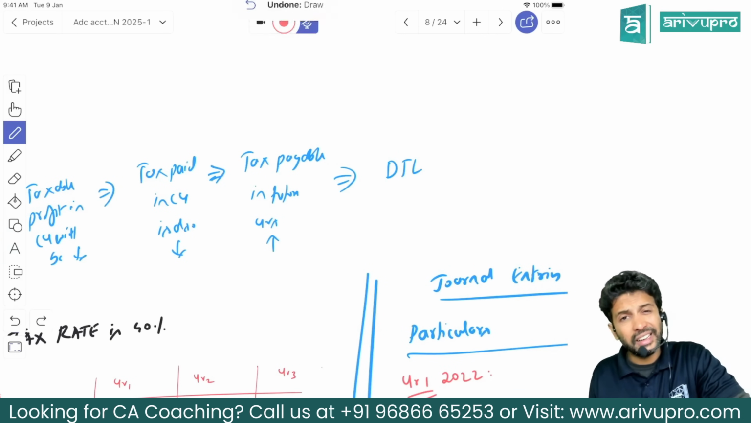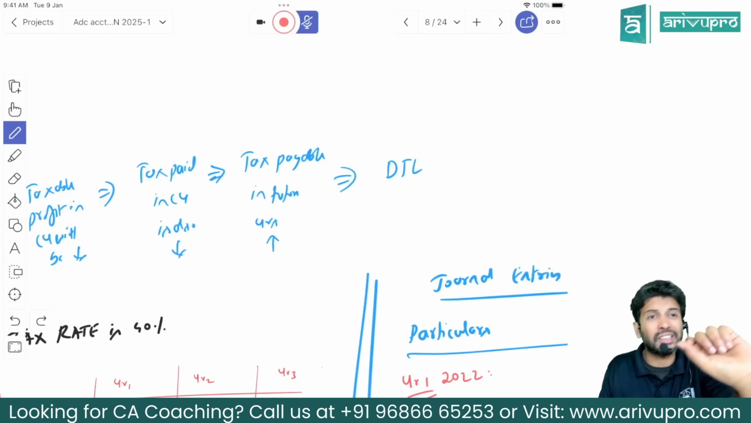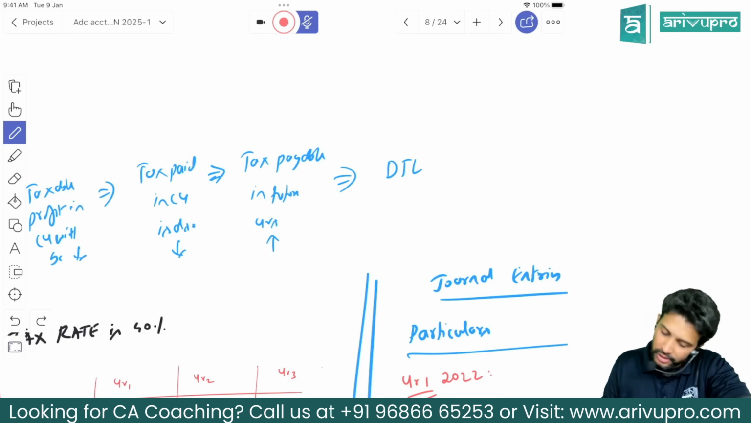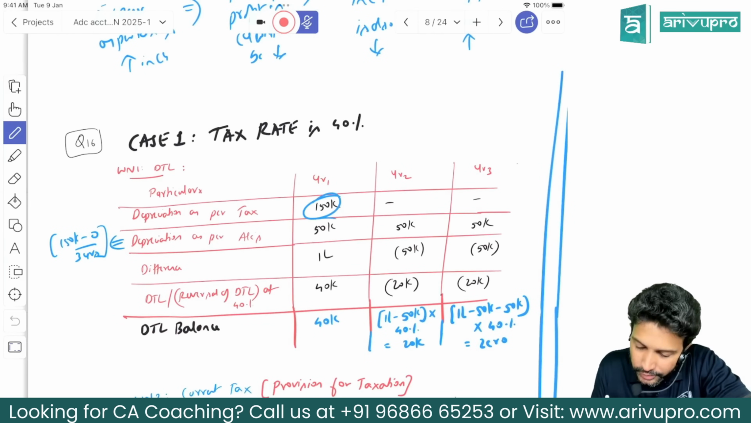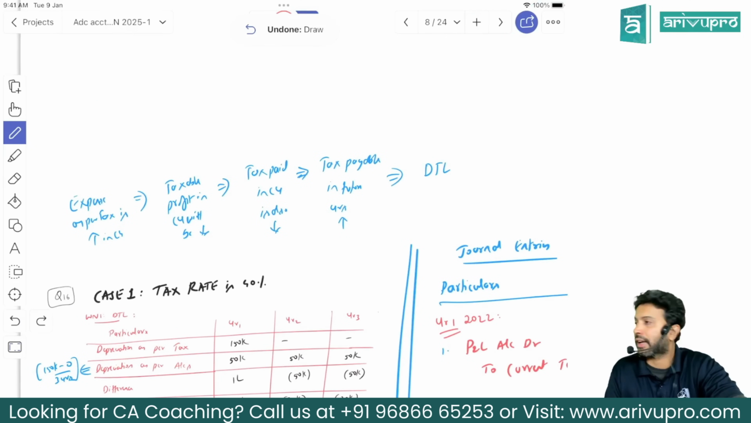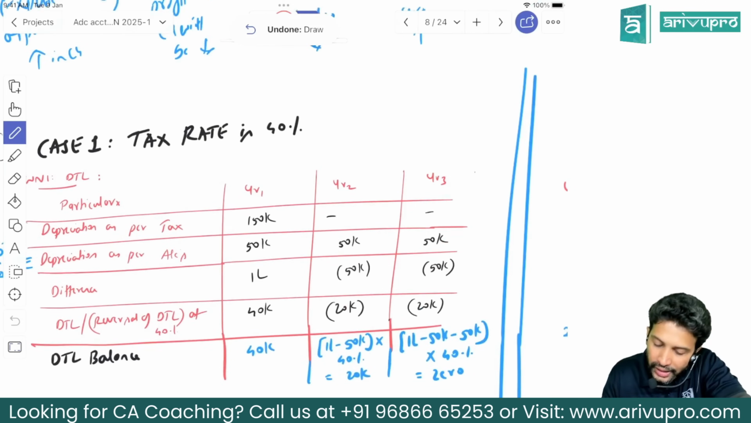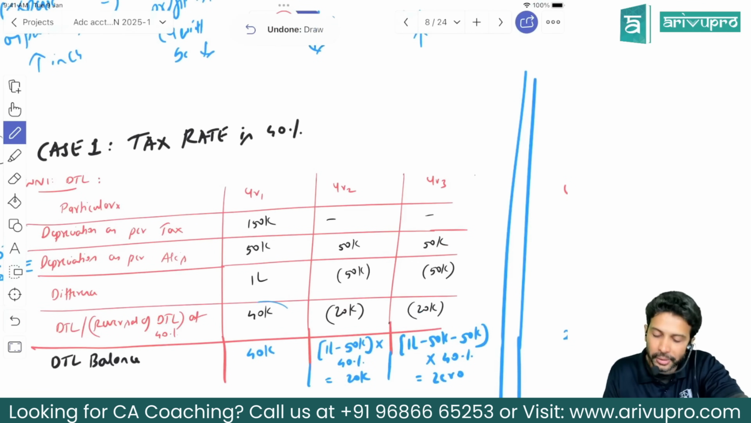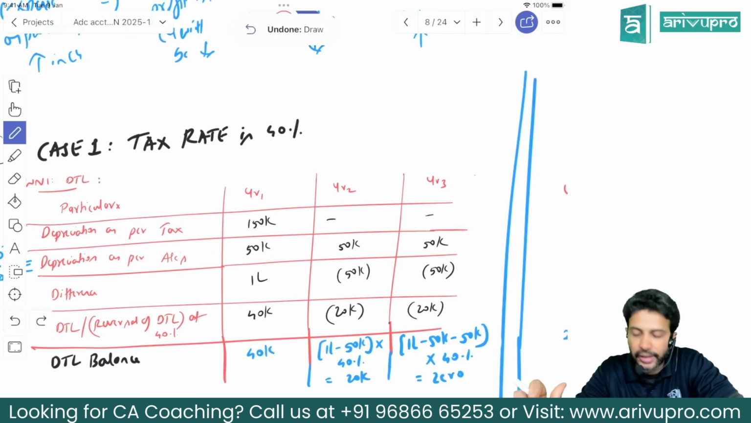And do we create DTA or DTL on the difference, or on the taxable difference? Taxable difference. So how much is the difference here? 150 minus 50, the difference is 1 lakh. We have to create deferred tax liability, but not on 1 lakh. 1 lakh multiplied by 40%. How much is that? 40,000. Any problem, anybody, in the first year? Done now. Can we review it for the second year?